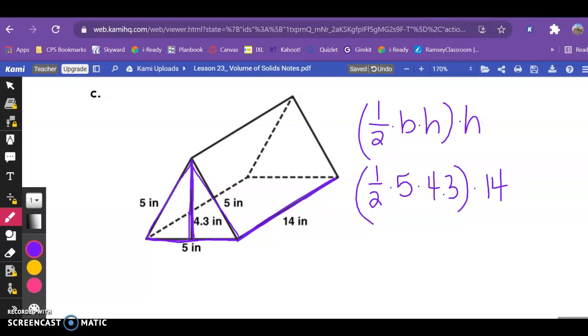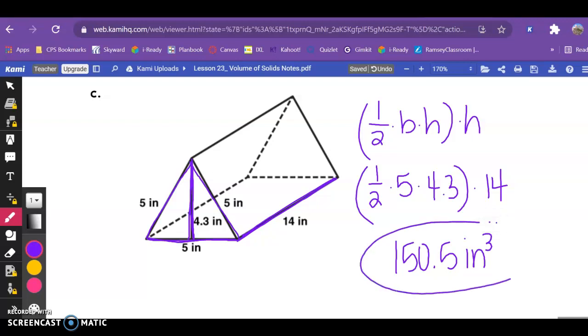So 1/2 times 5 times 4.3 times 14 gives us 150.5, and these are inches. So 150.5 cubic inches is the volume of this triangular prism.